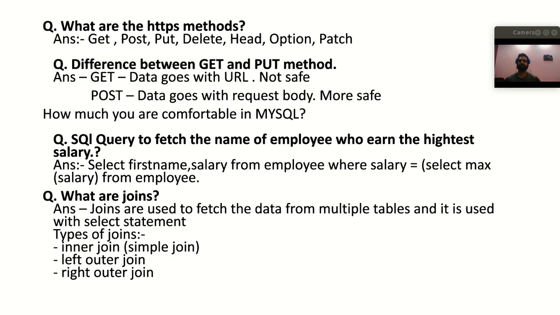So the next question was, what are the HTTP methods? Now he moved to REST API. He asked what are the HTTP methods and what is HTTP. So basically HTTP is a protocol, and it is used to communicate between the client and the server model. HTTP methods are the GET method, POST method, PUT method, DELETE method, HEAD method, OPTIONS method, PATCH method, right? So these are the HTTP methods.